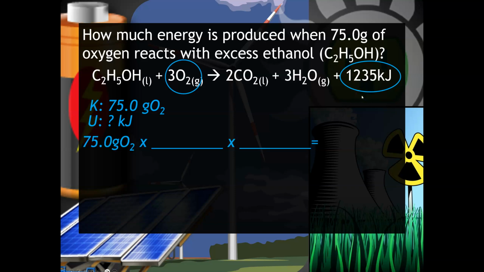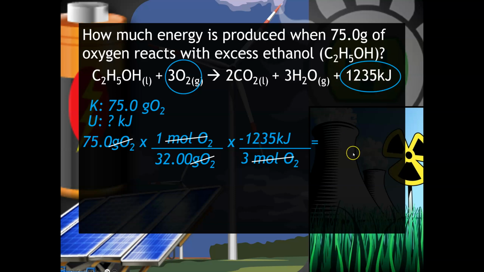So now we're going to take 75. We're going to use 32 over 1 mole because that's going to be our conversion factor for molar mass. Cancel, cancel. We're going to use 3 moles of this, which is going to give us negative 1235. So again, we're going to use that negative number. Cancel, cancel. And now it's going to be negative 965 kilojoules. Okay, so that's going to be our final answer. Now it says here produce, so we're going to use an exothermic reaction for that.